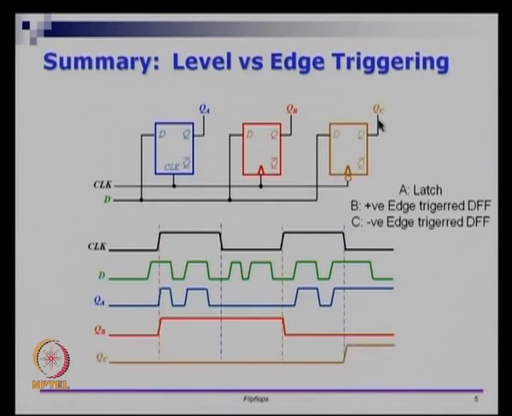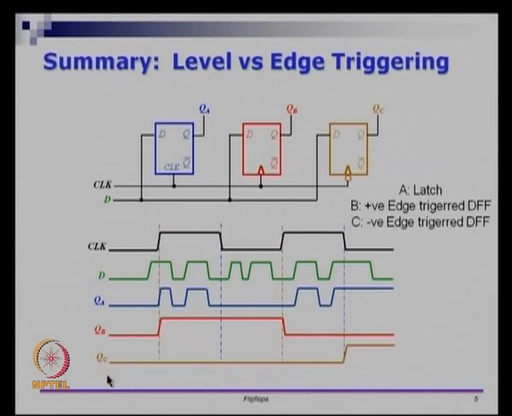QC is actually the output of a negative edge triggered flip flop. What this is going to do is look at the value of D when the clock is falling. So, when the clock is falling, the D input is 0, so it keeps 0. The next clock signal falling is here, at that point D is 1, so it rises to 1.